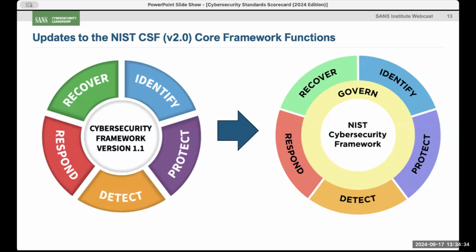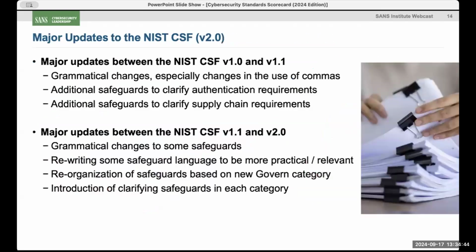And RSA this year, they announced it, and you can see the different parts of the wheel that are there, the govern aspect that's included in it. So that became a big deal. Now, with that being said, how many changes actually took place?